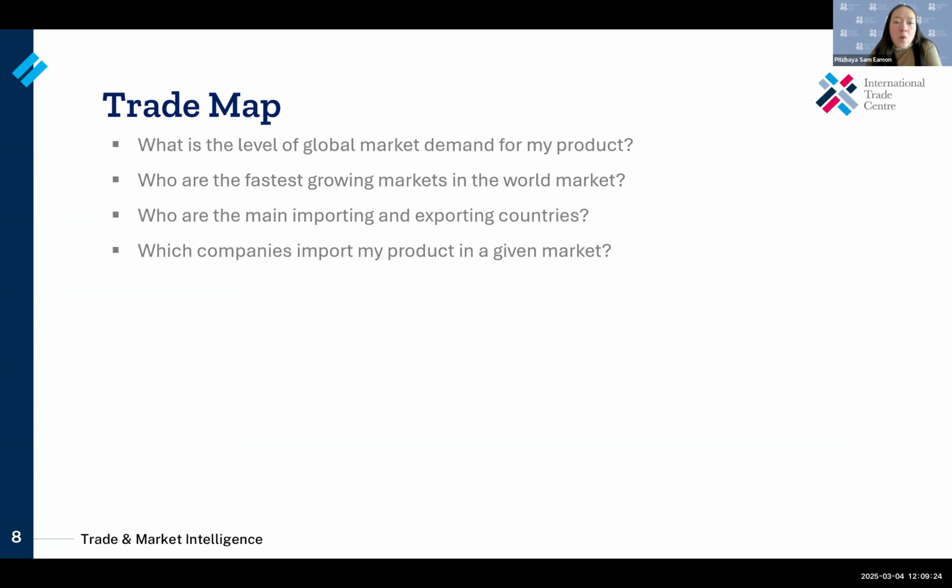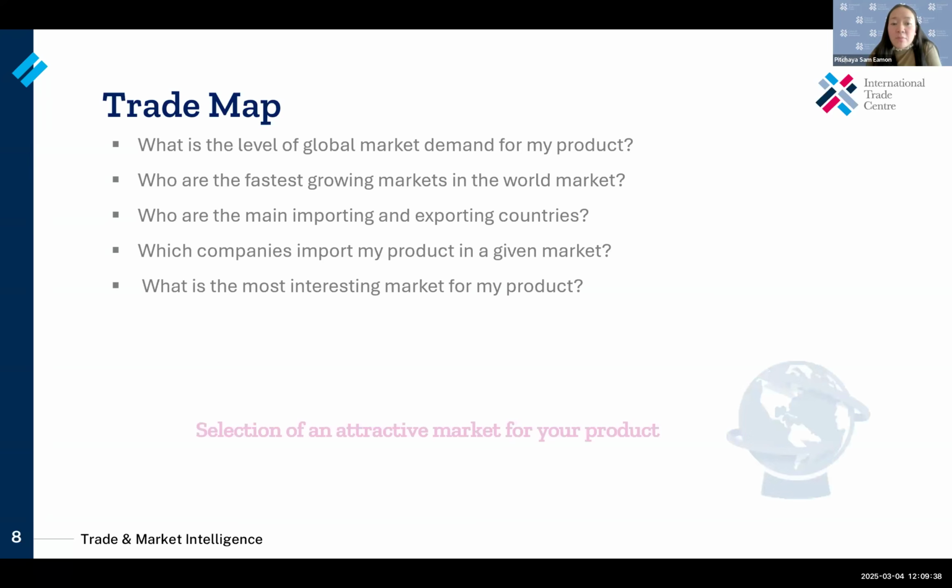You can also ask who the main importing and exporting countries are, and then which companies. We can actually go into that level. We'll be able to see the company contact information. We'll be discussing this later. Then also, what is the most interesting market for my product? So overall, the objective of TradeMap specifically for this session is about selection of an attractive market for your product.